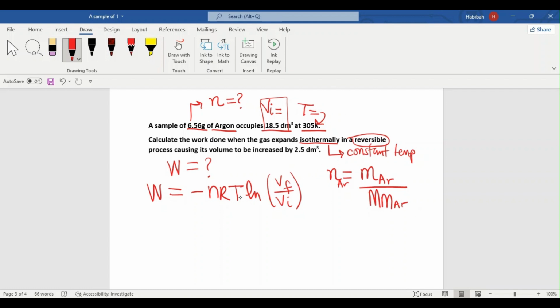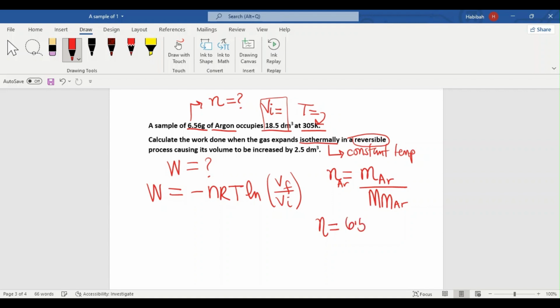So we have to determine that. We already know what the temperature is because we have that here. We have what the V initial is. We can determine the V final because it said causing its volume to be increased by 2.5 dm³. We can determine that as well. But let us first of all write down all of the parameters before we start working with the work done equation.